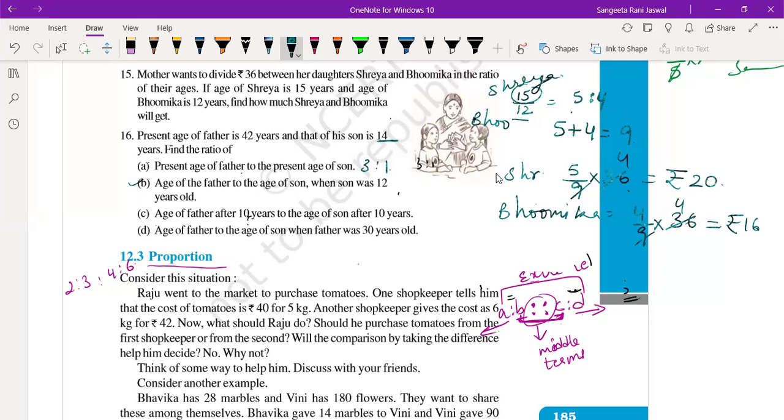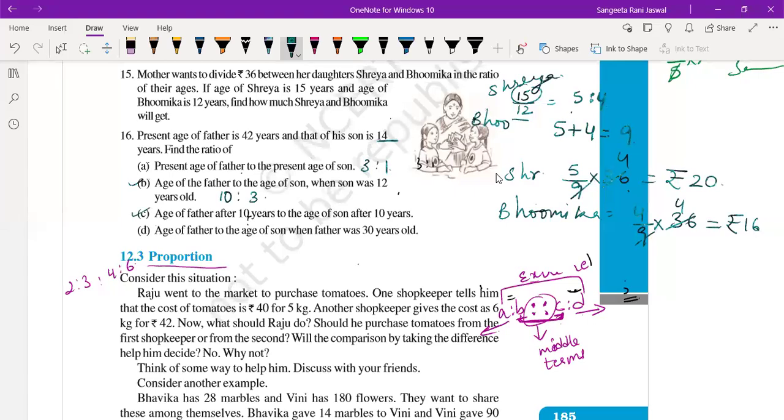Okay, what were their ages 2 years back? Find out. Ma'am, 10:3. 10 is to 3, that's 40 is to 12, no? Yes, ma'am. Okay, so that's 10 is to 3. Good, beta. Okay, read the next.